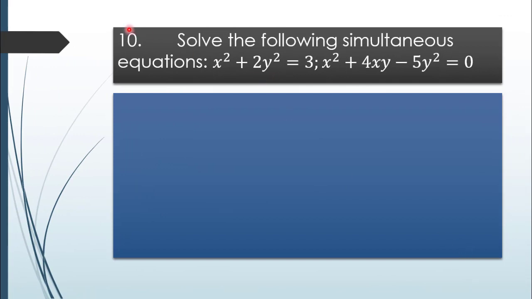Let's solve another question. This is question number 10, and we have to solve the following simultaneous equations. The equation given is x square plus 2y square is equal to 3. It is a quadratic equation. x square plus 4xy minus 5y square is equal to 0 is also a quadratic equation. As we can notice, this quadratic equation has 3 terms and it is equal to 0.